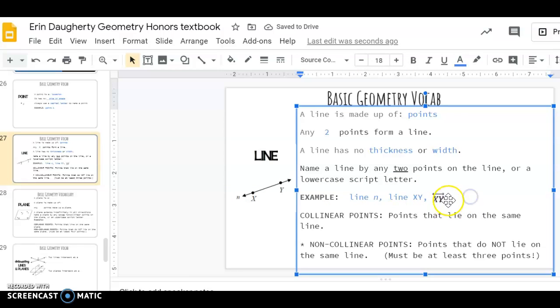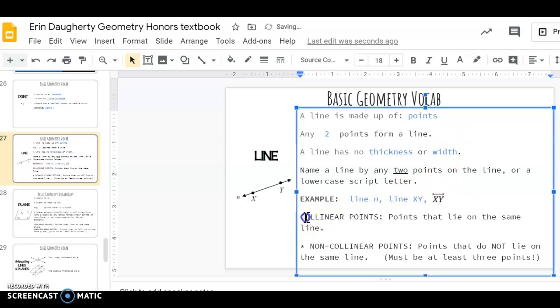So the line on top has two arrows that continue on in both directions, and so we would name that line XY. Now, another thing to point out is collinear. Whenever you see the word co, it just means it's on the same line. So it's kind of like if you're cooperating or you're cohesive, the word root is with, and so everything is on that line. So collinear points are points that lie on the same line. Non-collinear are points that do not lie on the same line, and you must have at least 3 points because 2 points create a line, but 3, they might not be on the same line.